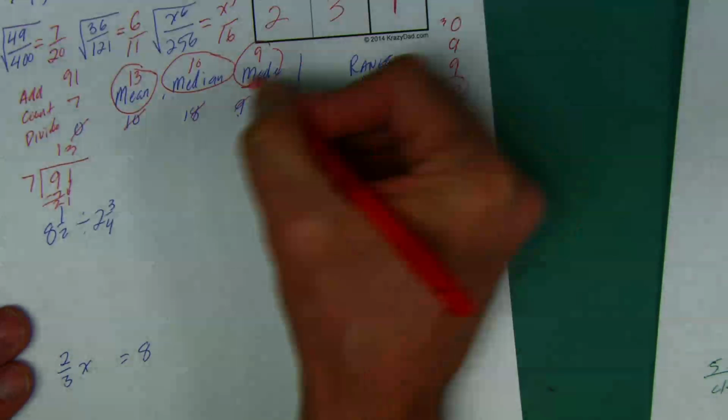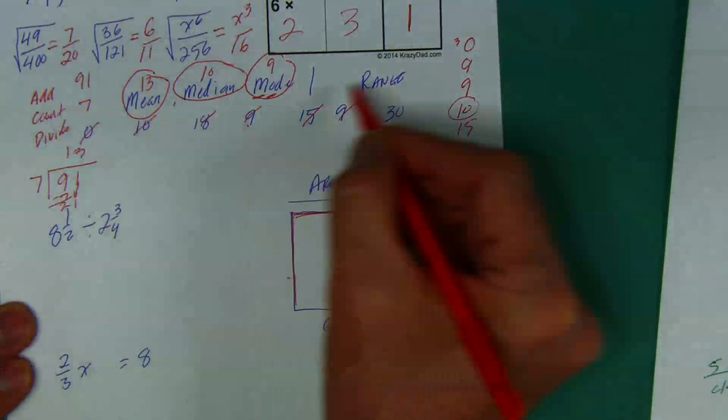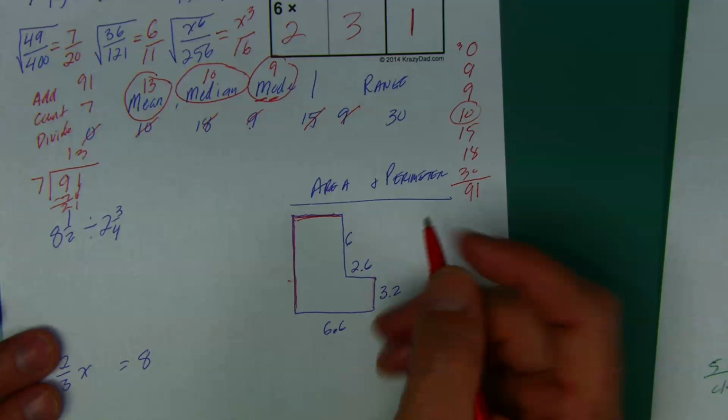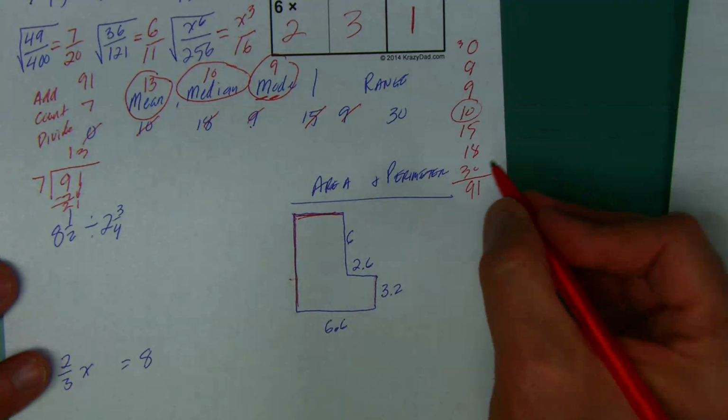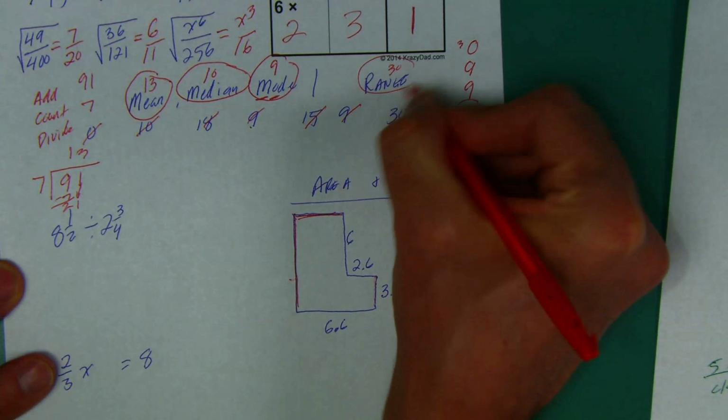And the range, I have this line between the range. Make sure you wrote a line between the word mode and range. These are averages. This is not. This tells you how far apart they're spread, right? And that's just the difference between the biggest and smallest. 30 minus 0. The range is 30.